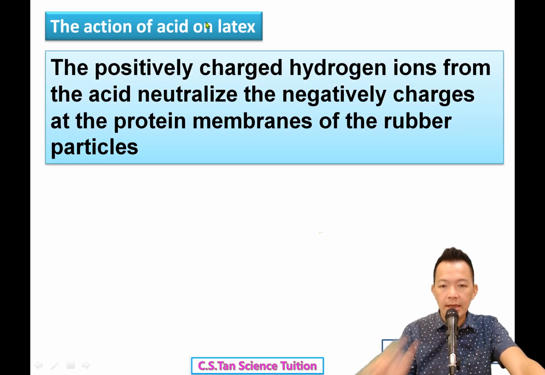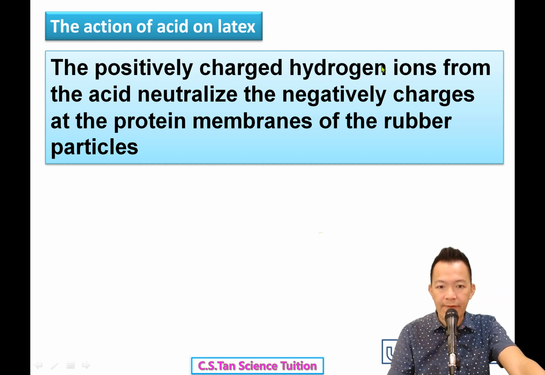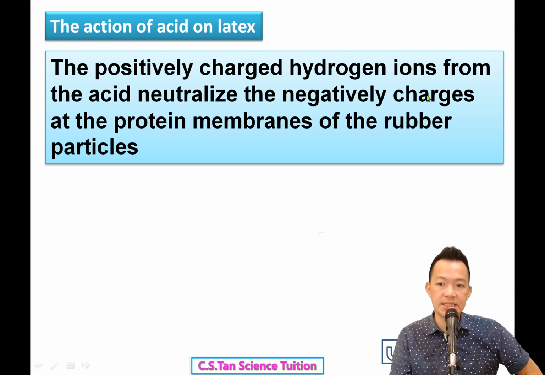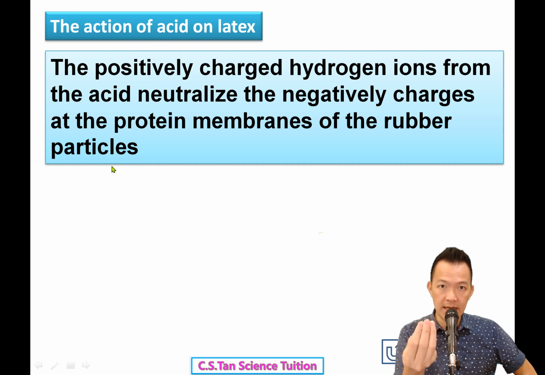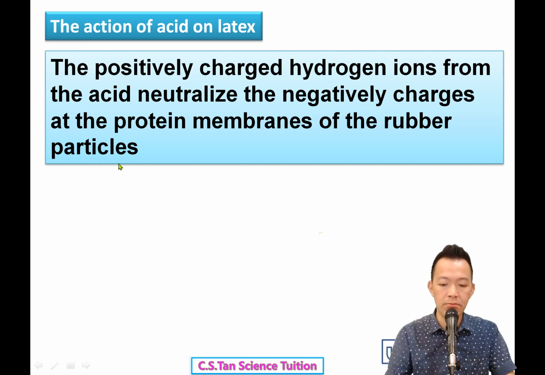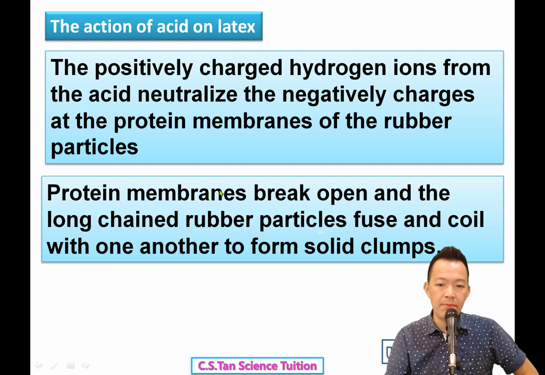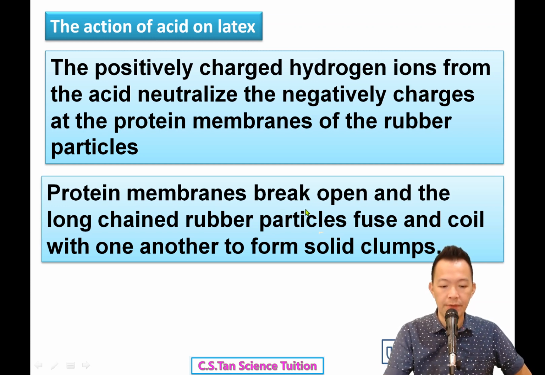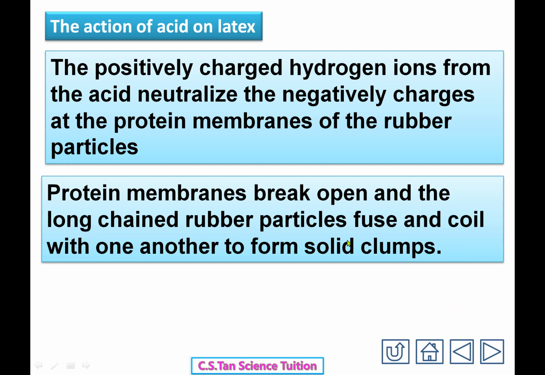Your answer. The positive charge hydrogen ion from the acid neutralize the negatively charged. Okay, at the protein membrane of the rubber particle. Acid the hydrogen ion 加 neutral 掉 protein membrane the negative charge. Okay, so when the protein membrane become neutral, what happened? The protein membrane collide with one another. Protein membranes break open 打开. Okay, and the long chain polymer particle fuse 就结合. Okay, and coagulate with one another to form the solid clumps. 它就结合，然后缠在一起，变成了硬块橡胶，变成了那个硬化橡胶了。Okay, 比较硬的橡胶。Copy.